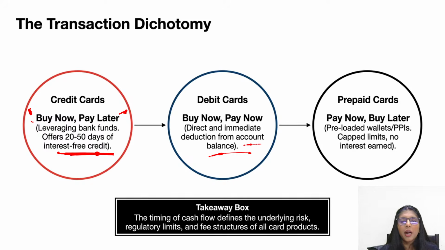Prepaid card. A prepaid card is basically pay now, buy later. A prepaid card is a card loaded with money in advance. The customer can spend only the amount already loaded in the account. In a prepaid card, you have already loaded some amount, like 5,000 or 10,000, and you can use that much amount. We started with buy now, pay later, then buy now, pay now, then pay now, buy later. Okay, a preloaded wallet, PPI, has a capped limit, no interest earned.